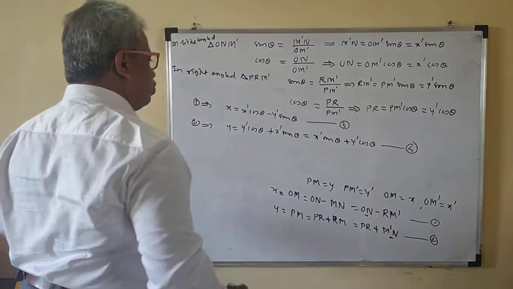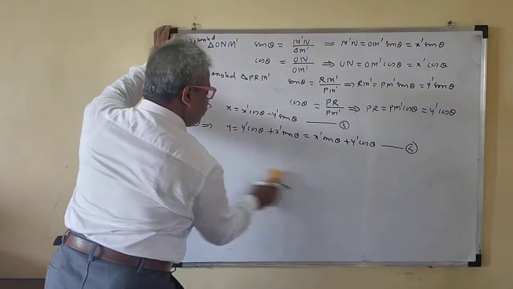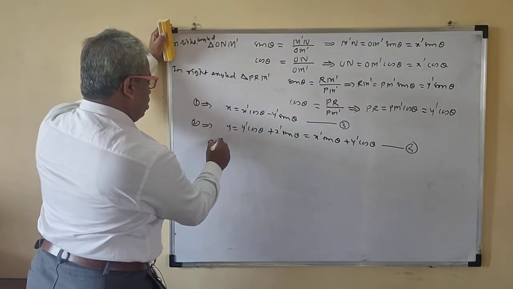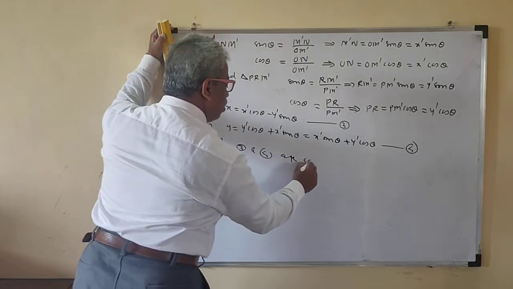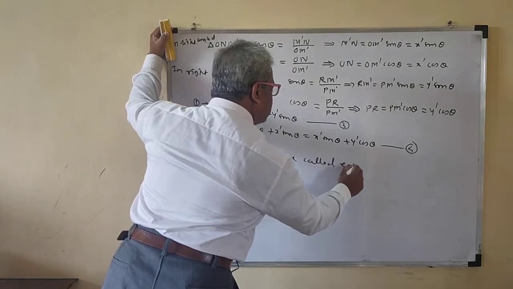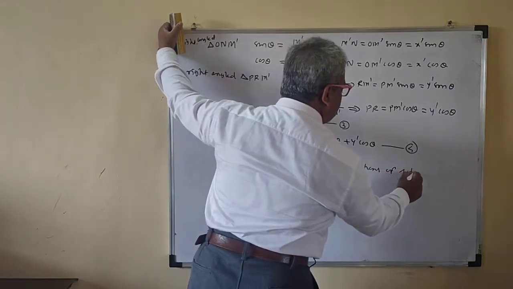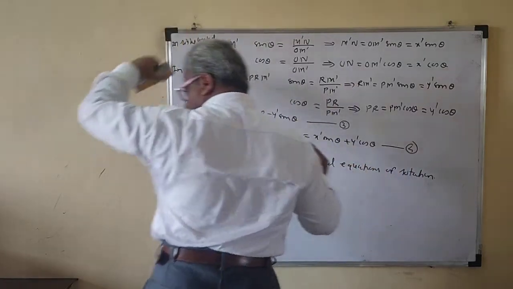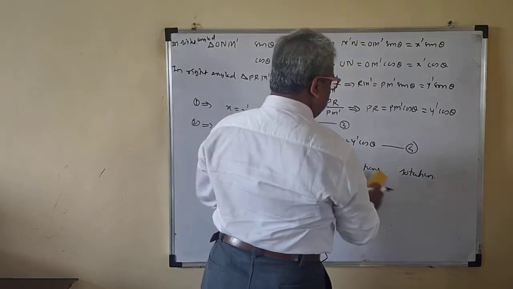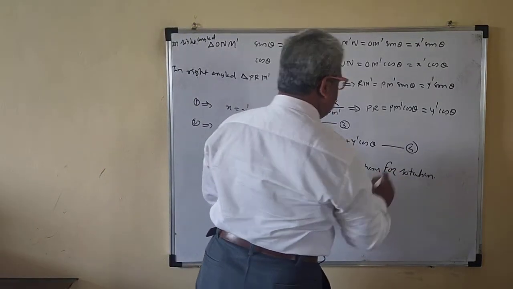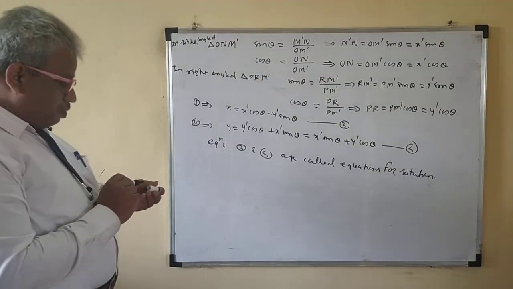Okay. So equations 3 and 4 are called equations of rotation, equations for rotation. Okay. So remember this.